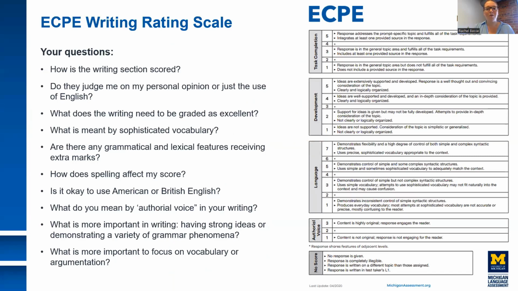So if you're wondering why your response is given a specific score, you can refer to this rating scale and think about why you have different areas of strengths and different areas that need to be improved. So we've got 4 different categories: task completion, development, language, and authorial voice. Task completion and development have 5 possible points each. Language has 7, and authorial voice has 3. So we'll go over each of them.